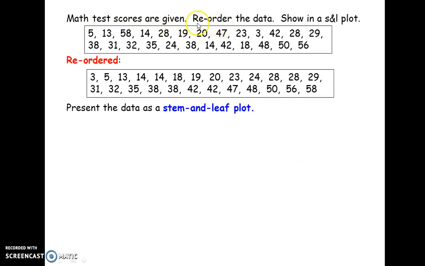And often the first step with data is to take it and reorder it from lowest to highest. Notice this is all scrambled up. That's how you might collect data, but when it's time to analyze the data, it's good to put it in order. Lowest, moving up to highest. All right, once you have lowest to highest, making a stem and leaf plot is easy.